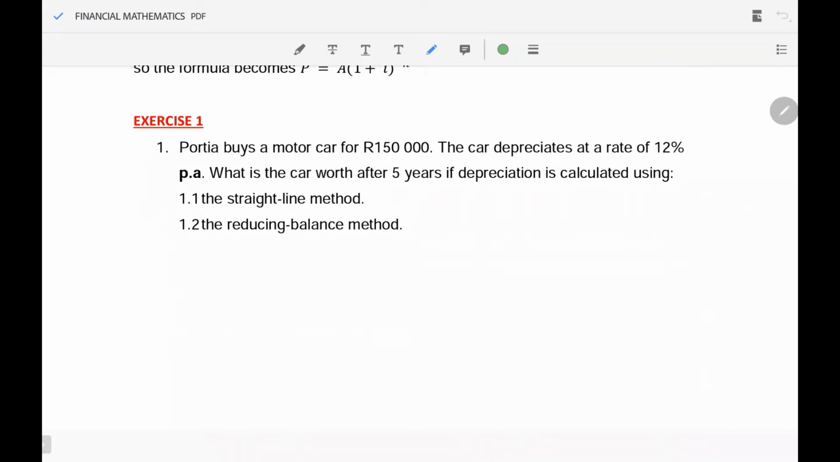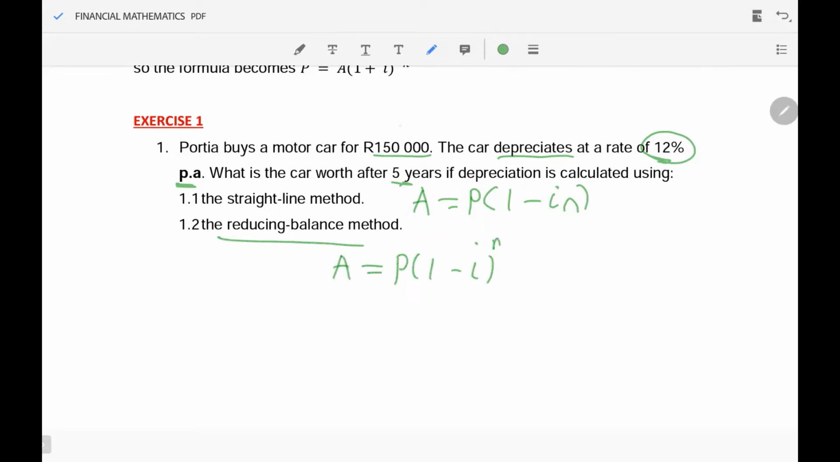Because when you look at question 1, Porsche buys a motor car for 150. The car depreciates at a rate of 12% per annum. What is the car worth after 5 years of depreciation? So the straight line method, I know that one you can easily do it. And then the reducing balance method. So it's just a matter of substitution. You have the value of P, the I here, and the N. So the substitution would simply be easily done.